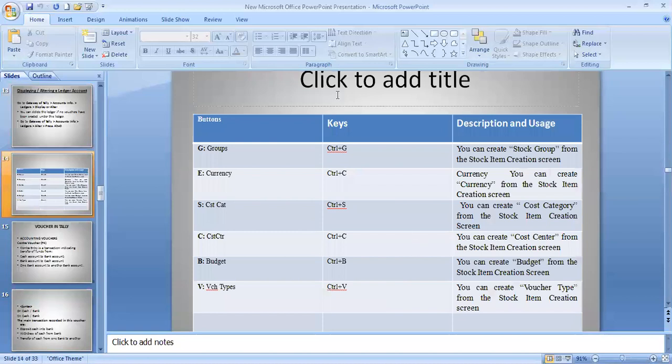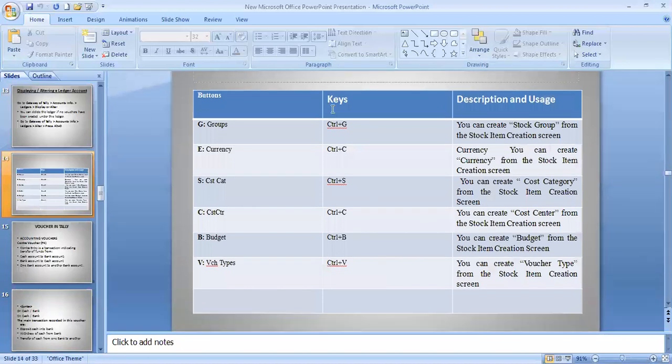Okay. This is about certain buttons or keys and the description of their usage. For what reason are these groups used? G is for the groups, and the shortcut key is Control G. With Control G, you can create certain stock groups.